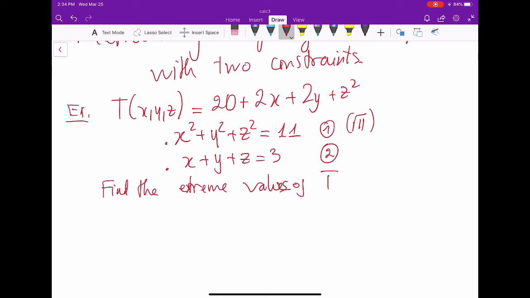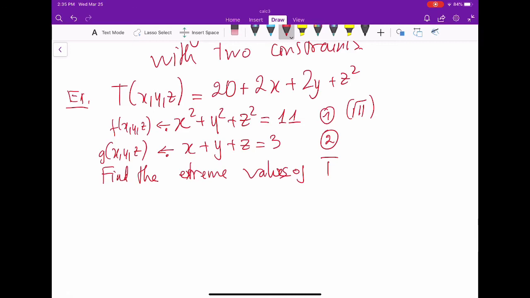Okay? So, the situation is a little bit different. We have more constraints, so we have more restrictions. Make sense? In that situation, we still can use the method of Lagrange multipliers, but with some modification. So I would say, this is your function f(x, y, z). This is your function g(x, y, z).